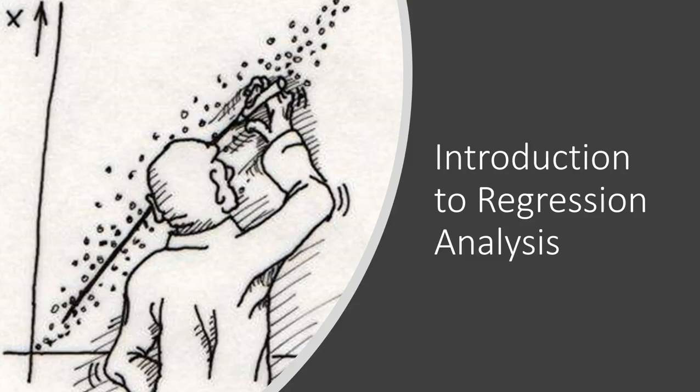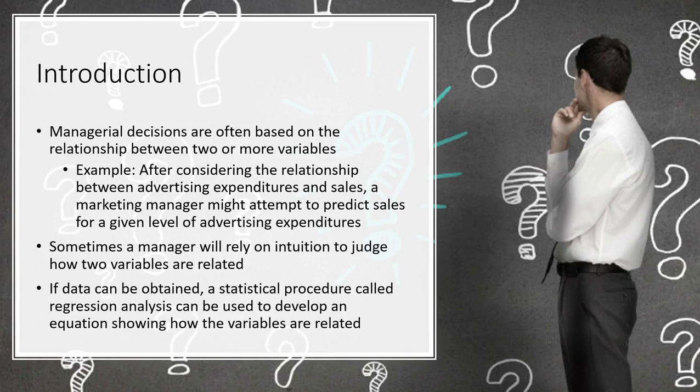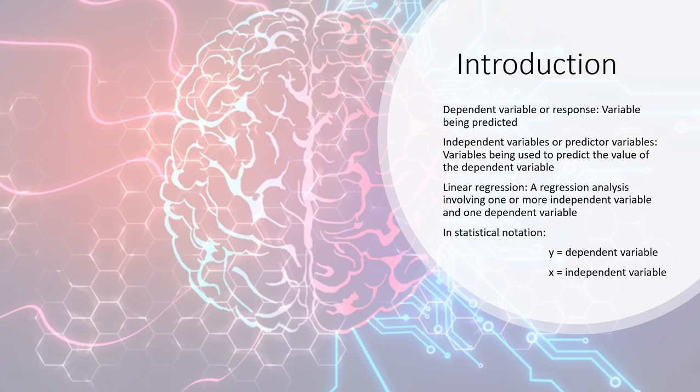So now let's go into an introduction to regression analysis. Once again, we've talked about how managerial decisions are often made based on looking at the relationship between two or more variables. Sometimes the manager is going to just use intuition to figure out how these variables are related, but sometimes we can use data and statistical procedures called regression analysis to develop an equation showing how our variables are actually related.